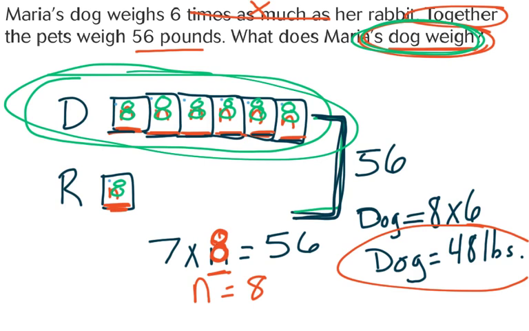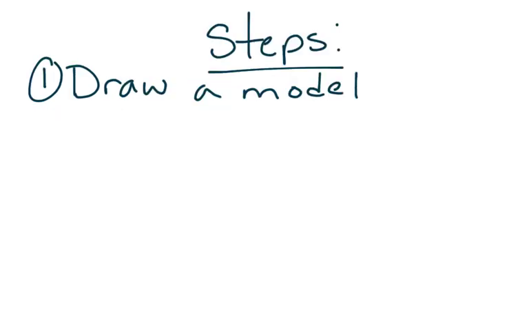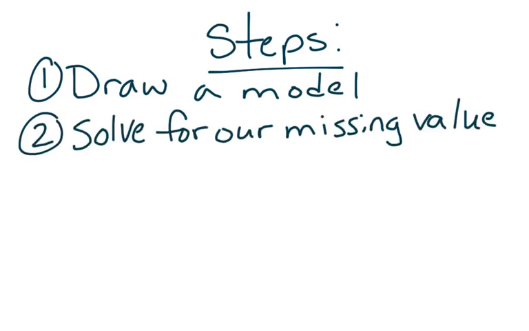Now that was a lot of steps that we needed to get to in order to get to her dog's weight, but this is what we're going to have to do to solve these problems. Let's look at some steps that we need to follow when we're solving these types of problems. Our first step in solving these types of problems is to draw a model. Our second step is to solve for our missing value. Often we're going to call this n.